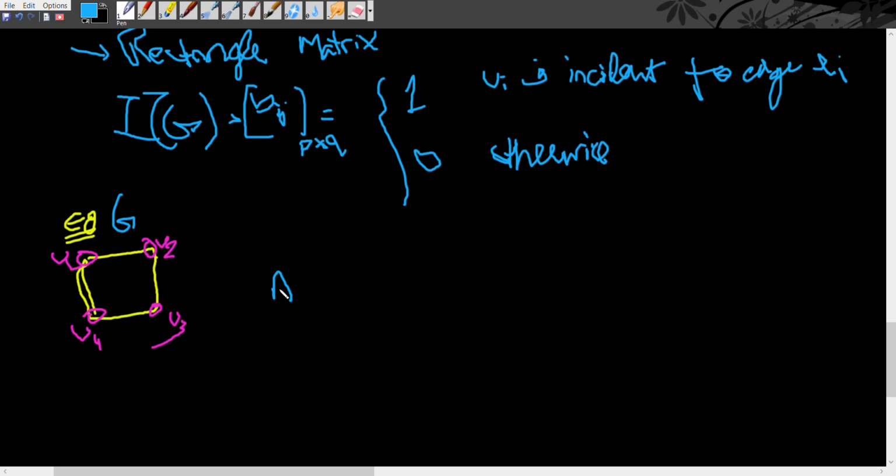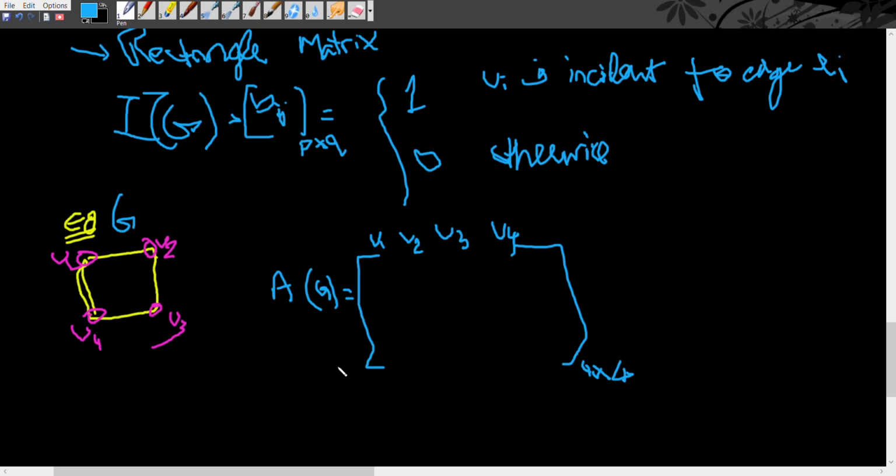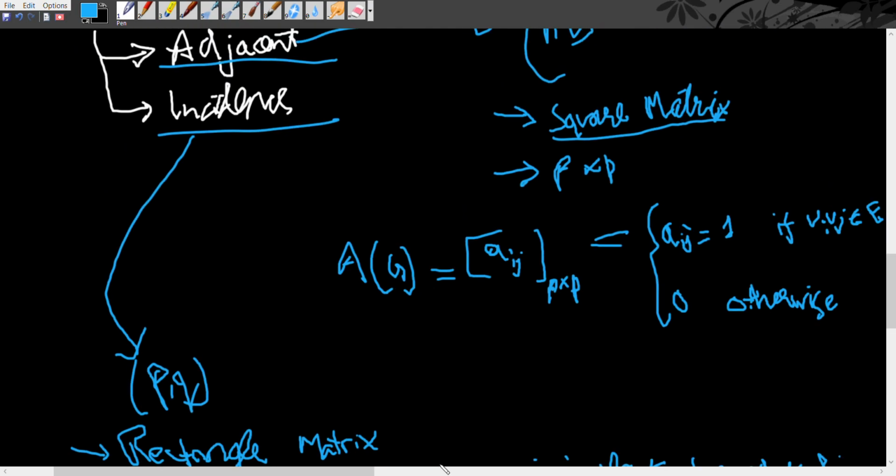So A of G, remember it's a square matrix of order P cross P. Here P is your number of vertices. So in this case it's a 4 cross 4 matrix. As P is 4, you've got 4 vertices, U1, U2, U3 and U4. So write them down here. Similarly, you can write them down here. I don't have space, but just imagine that there is U1 and so on and so forth and U4 here.